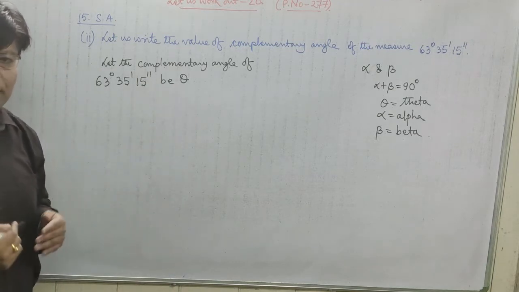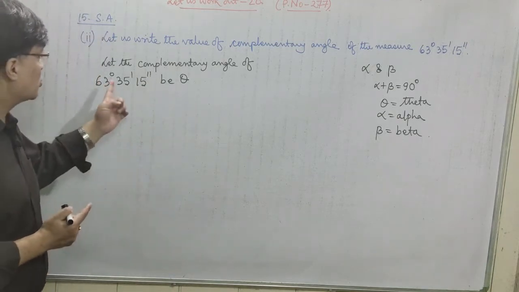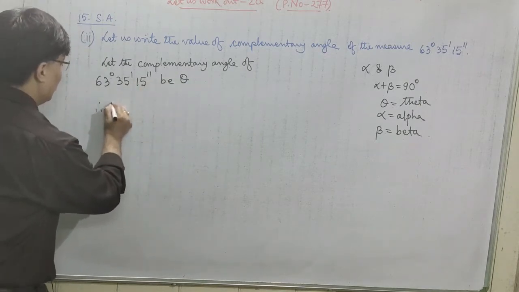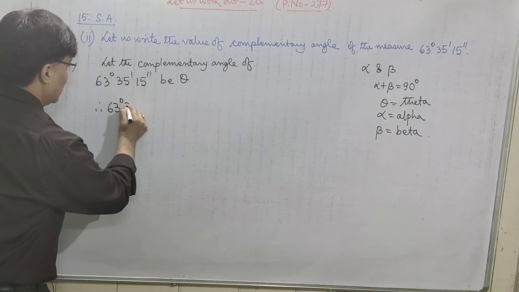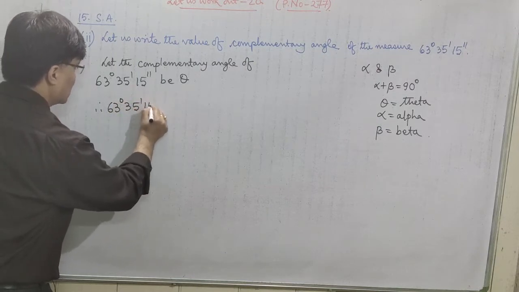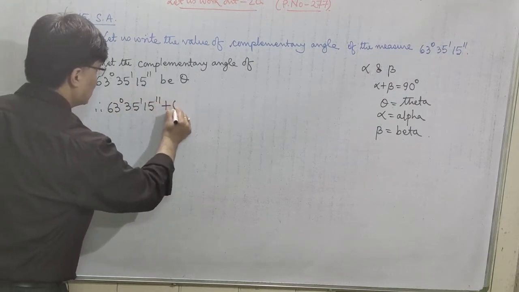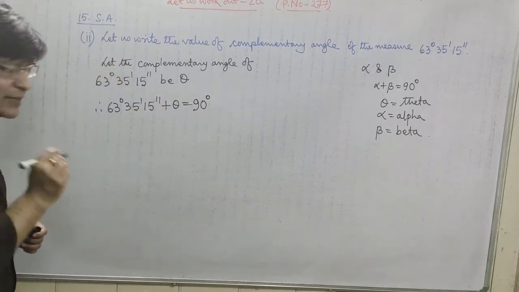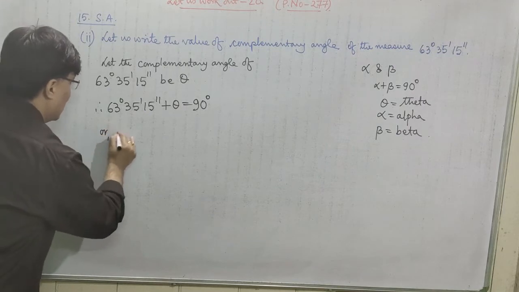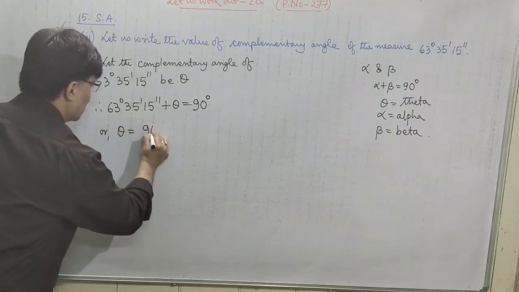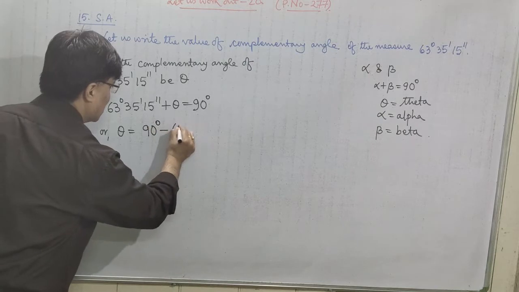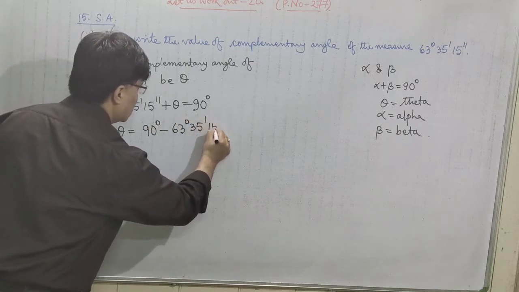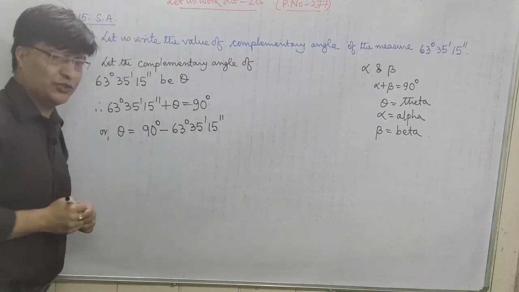So we know from the definition of complementary angles, the sum of these two angles must be equal to 90 degrees. Okay? So therefore 63 degrees 35 minutes 15 seconds plus theta is equal to 90 degrees. Is that clear? So theta is equal to what? It is 90 degrees minus 63 degrees 35 minutes and 15 seconds.